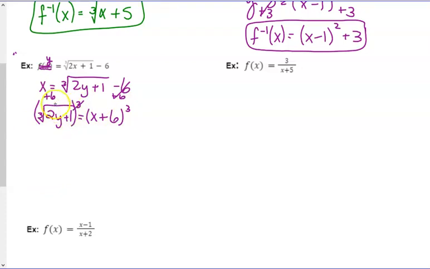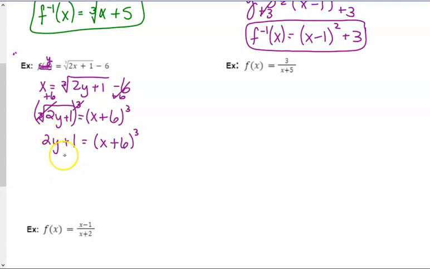So again, the cube and the cube root cancel themselves out, leaving me 2y plus 1. And then this is x plus 6 quantity cubed. Absolutely don't worry about multiplying that out. You'd have to FOIL twice, okay? We don't want to do that.